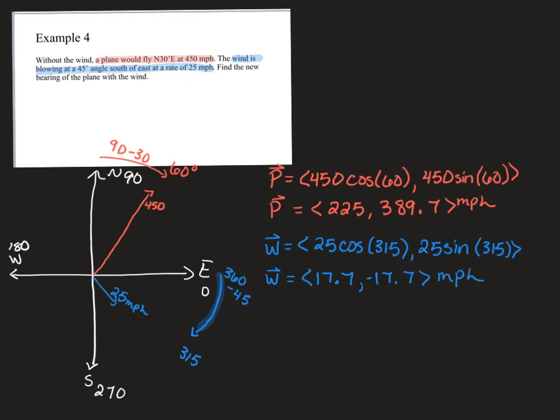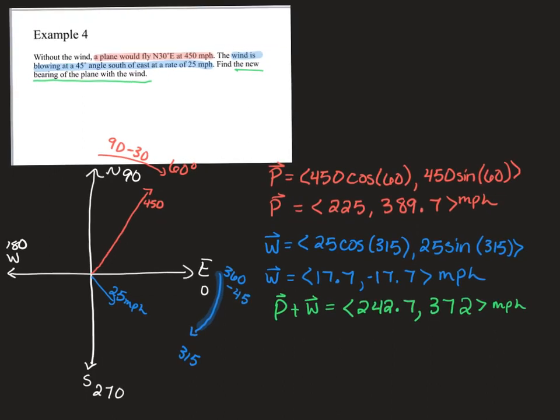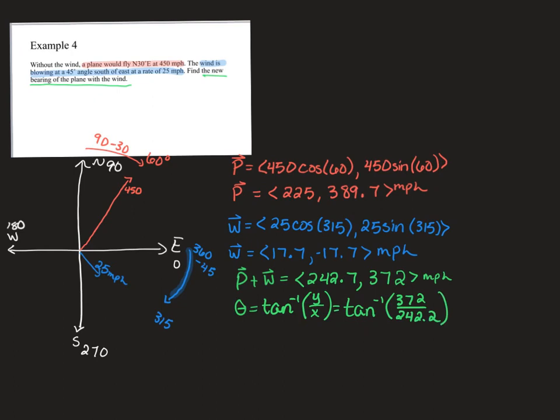Okay, now we're going to find the new bearing of the plane with the wind. So we want to find our combined bearing of plane and wind. I'm going to add my two vectors together and then find the bearing. The only thing they asked me for is the bearing, so I'm going to find the direction angle. And I'm going to check to make sure that makes sense.